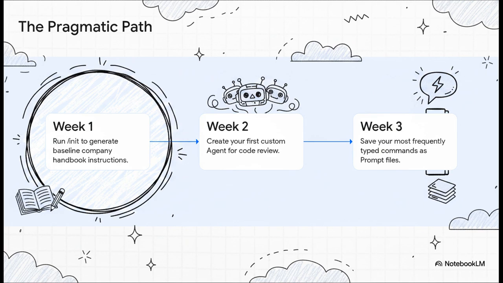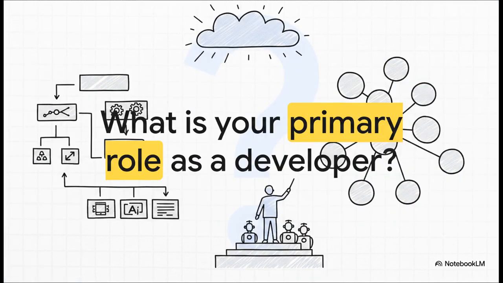Now, if I can give you the most pragmatic advice for getting started, please do not try to do all of this at once. It's way too overwhelming. Just iterate week by week and let these customizations grow naturally out of your actual day-to-day pain points. Start this week by just running the /init command to generate a baseline handbook. Then, next week, try creating just one agent. The week after that, try saving a prompt. Nice and easy.